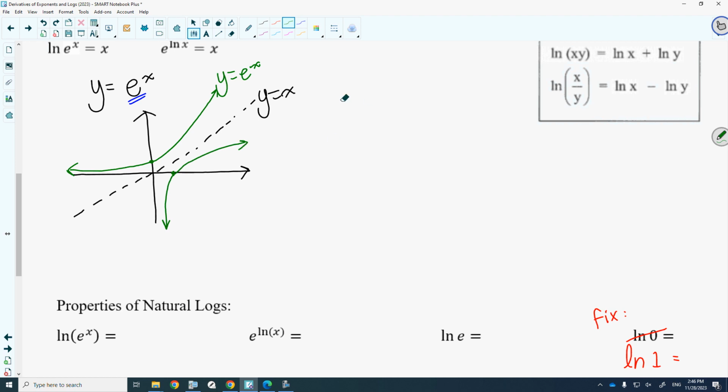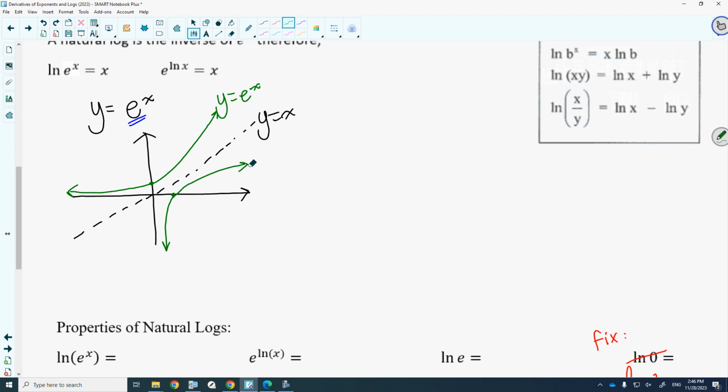What's the equation of this line? Well, to figure out the equation, you're going to interchange x and y. So y is equal to e to the x becomes x is equal to e to the y. Then what you're going to do is isolate y. So you're going to write this as a log. So y is equal to log base e of x. So this graph here is y is equal to log base e of x.